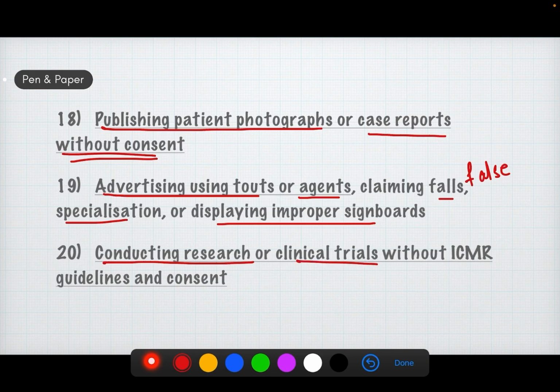Conducting research or clinical trials without ICMR guidelines and consent. So, while conducting a research or clinical trial, you should always follow ICMR guidelines.